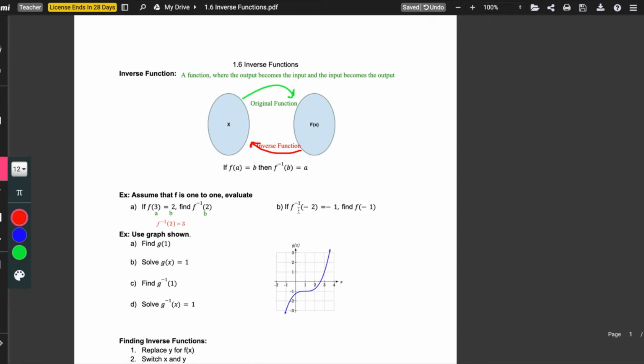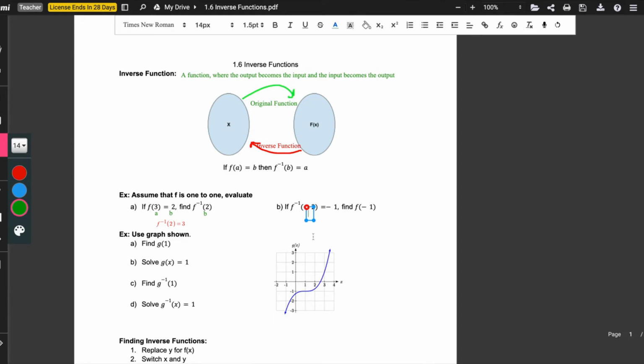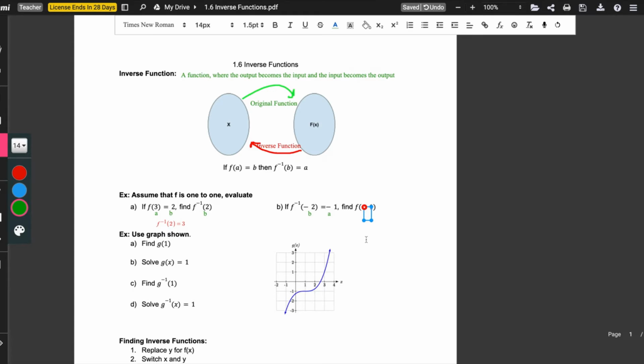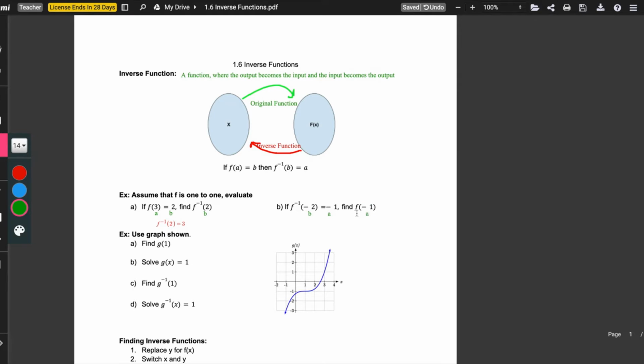Okay, so let's look at this one. It's important to note that we're actually given the inverse function, which means that we're given the terms like this. We're given f inverse of b is equal to a. So in this case, the b is -2 and the a is -1. And we want to find out what f of -1 is, which is what is f of a. What does f of a determine? Well, remember, f of a determines b, and f inverse of b is -2. So f of -1 is just going to be 2.